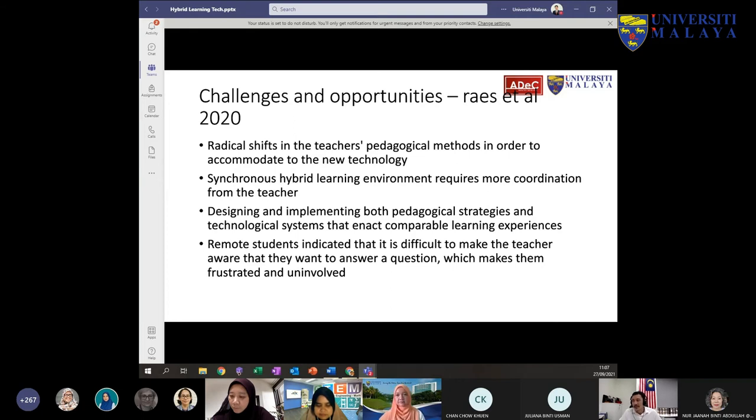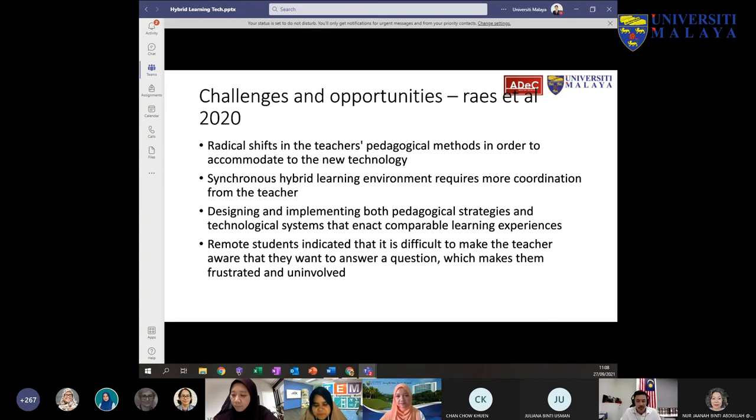Synchronous hybrid learning requires more coordination from the teachers. Of course, you're not just coordinating students in the classroom that you can see, isn't it? You are coordinating as well students remotely, who are away from you, and you are coordinating remote students with in-class students, isn't it? So it's a bigger coordination effort from the teacher.